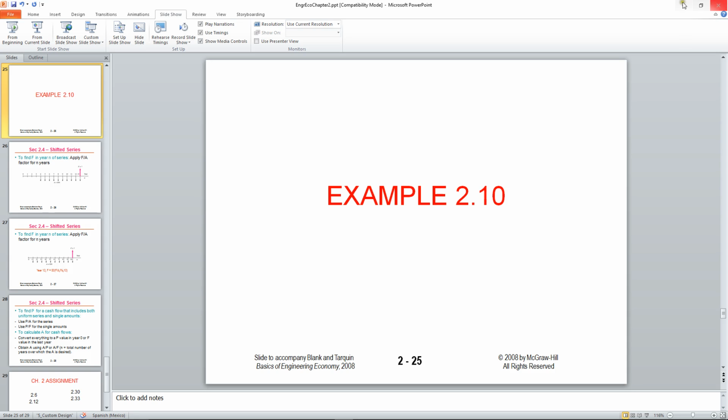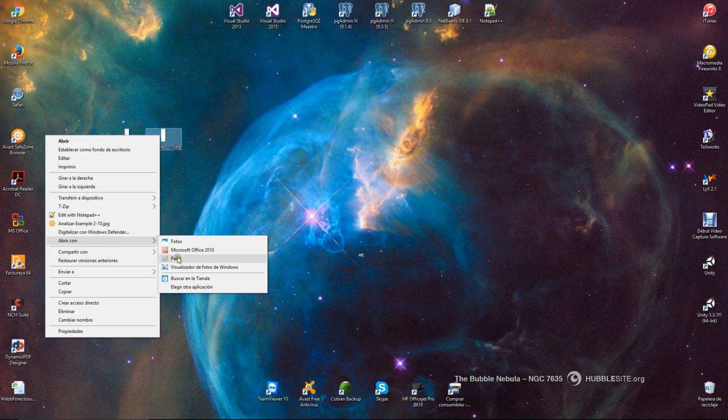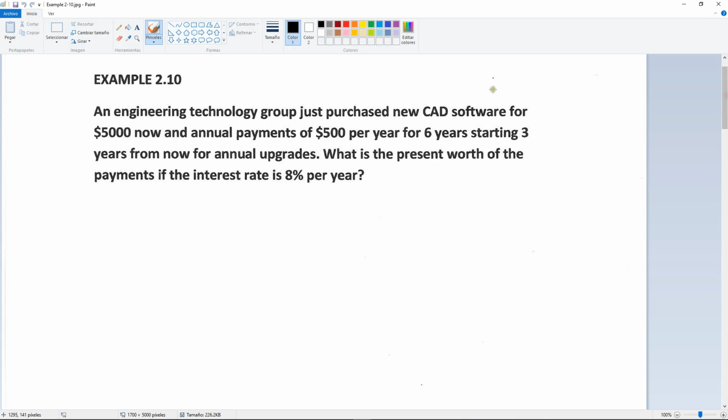So let me pull out the example. Open with Paint. Okay, here it is. An engineering technology group just purchased a new CAD software for $5,000 now and annual payments of $500 per year for 6 years, starting 3 years from now for annual upgrades. What is the present worth of the payments if the interest rate is 8% per year?